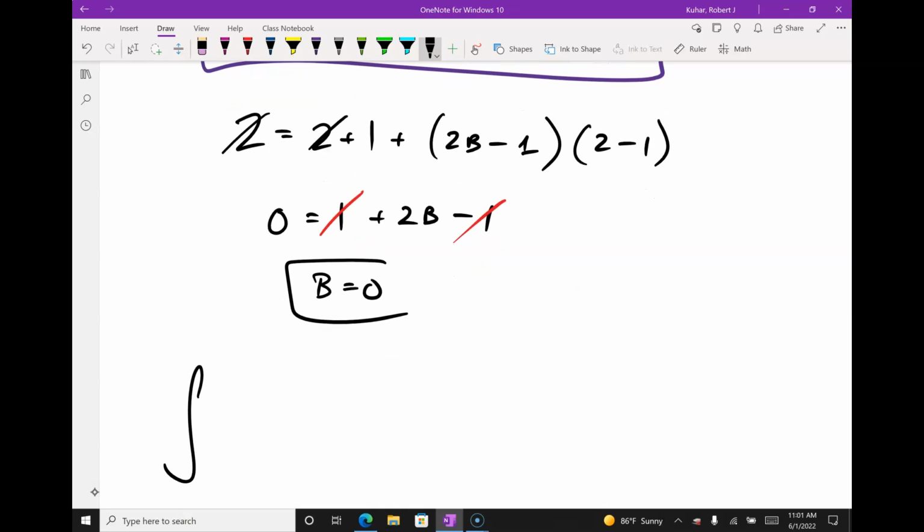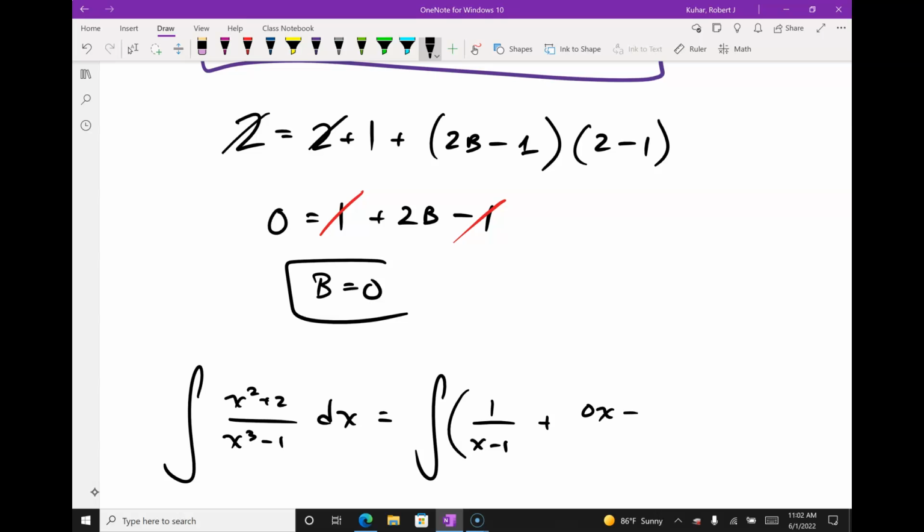I've got the integral of x squared plus 2 all over x cubed minus 1 with respect to x is now equal to A over x minus 1, I had 1 over x minus 1, plus 0x minus 1 over x squared plus x plus 1.